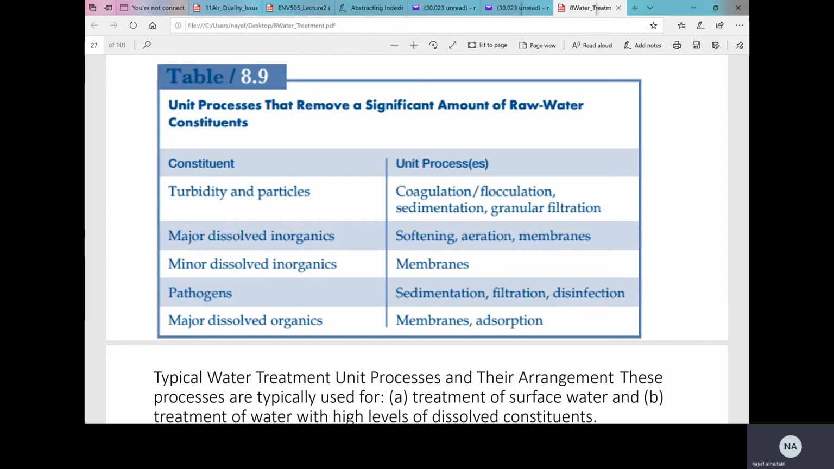Try to understand each constituent, and I will bring something like this in the final. So you have to know exactly. You can't just say disinfection to remove turbidity. It might oxidize some, but turbidity and particles, how could you remove them? By coagulation, flocculation, sedimentation, and filtration.